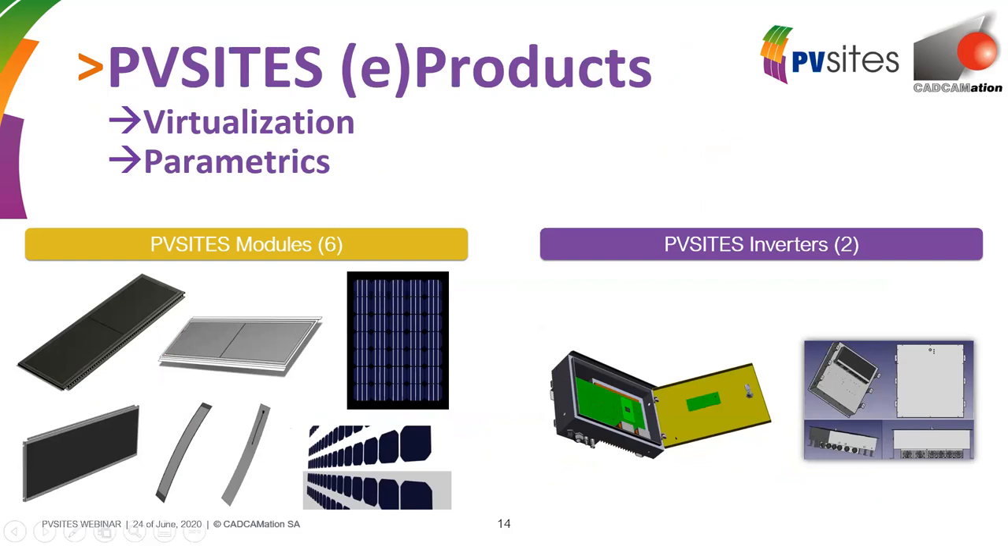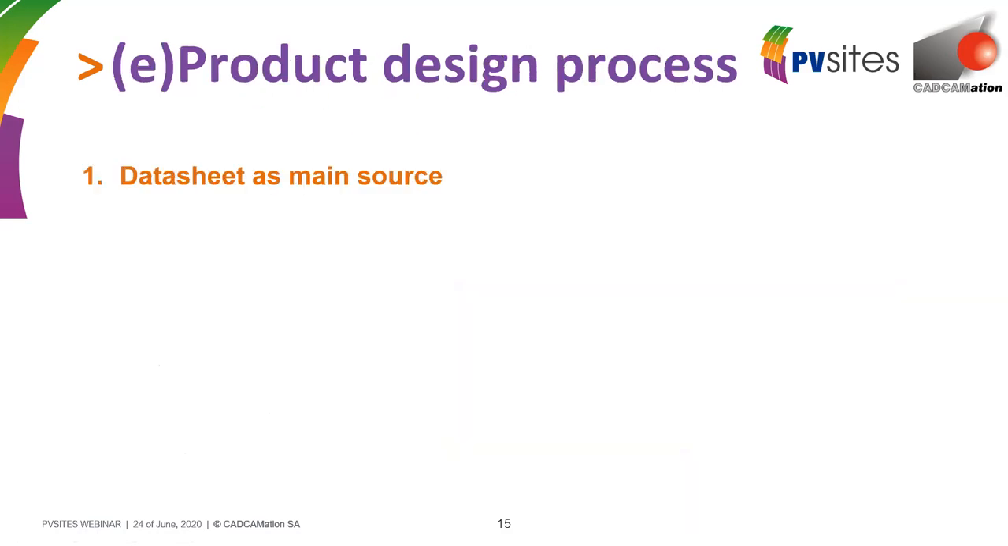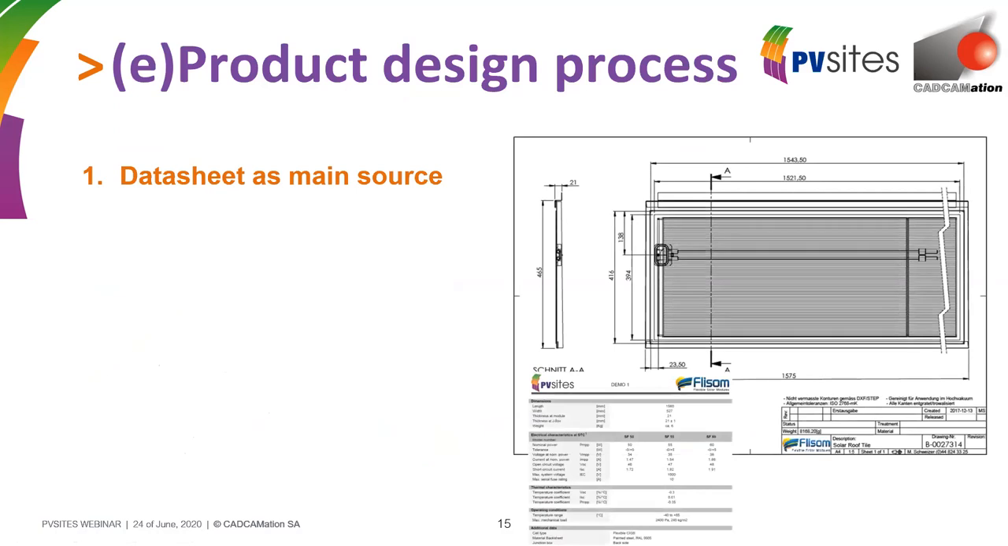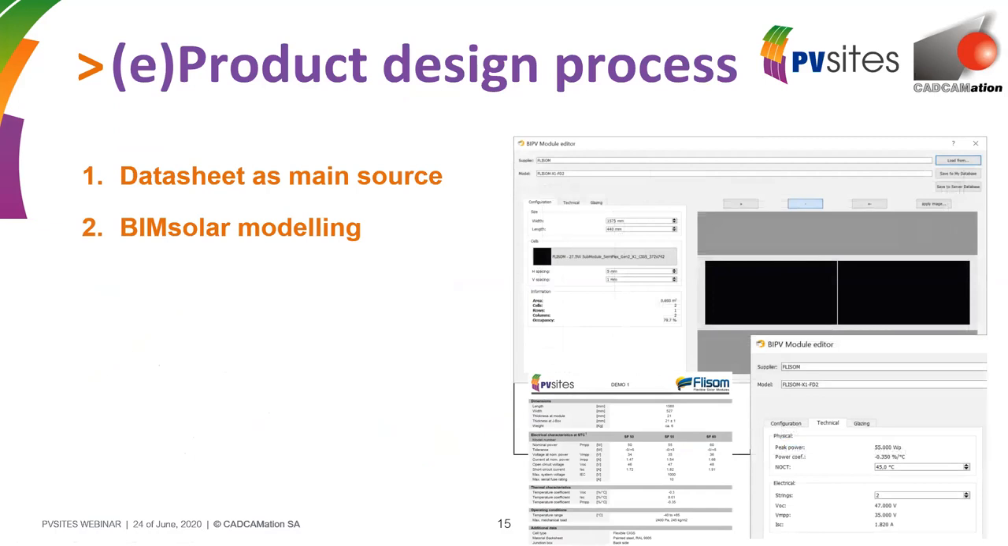We've got six types of models from Flexom and Onyx Solar, and two PVSITES inverters from CEA and from Tecnalia. The design process always starts virtually with a datasheet as the main source. As you can see, this is the example of the Flexom e-roof tile. Then, BIM Solar modeling: the dedicated BIM Solar tool can exploit the datasheet to create objects in a virtual workspace.